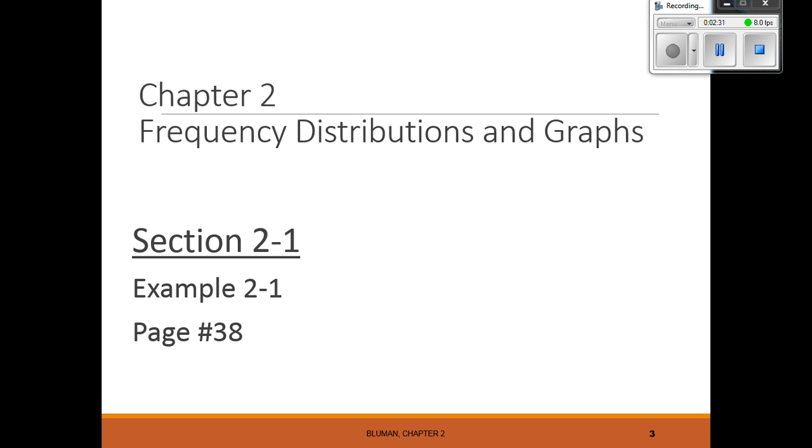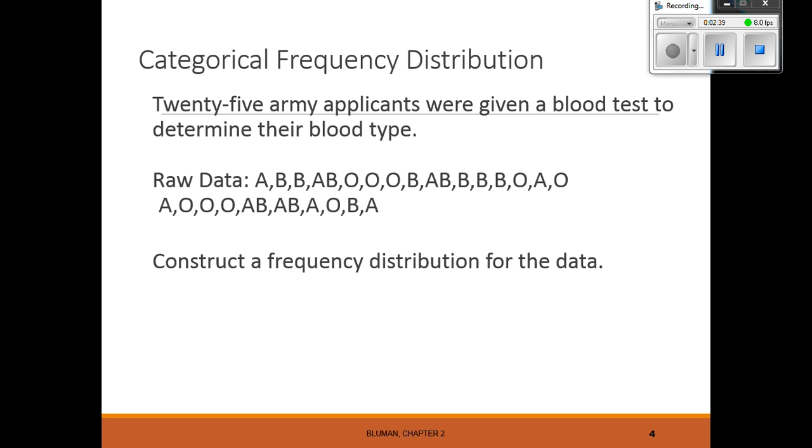Okay. This example can be found on page 38 if you would like to look at that, or just follow through here. So there we go. We have 25 different Army applicants. They were given a blood test to determine their blood type. Okay. There's your raw data. So we have 1, 2, 3, 4, 5, 6. I believe there are 25 of them.